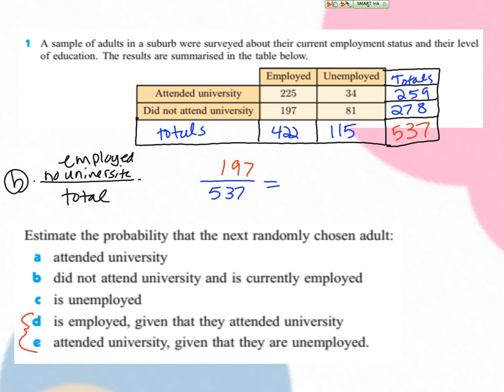This one is still over the total. We're still looking at the entire population that we surveyed. So if we looked for employed and no university, we'd have to take 197 divided by 537, which is 0.367. So far, so good?